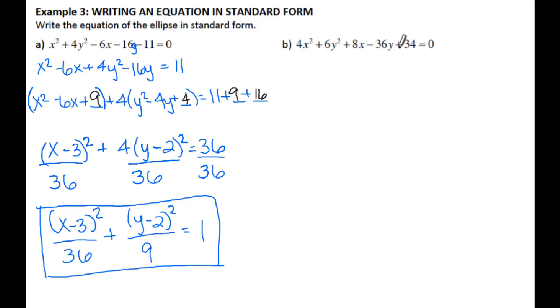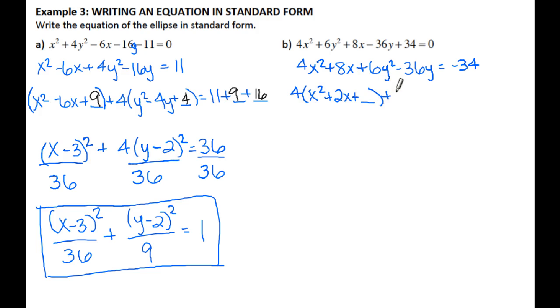For letter B, I'm going to rearrange. So I have 4x squared plus 8x plus 6y squared minus 36y equals negative 34, because I'm moving this 34 to the other side. I'm going to factor the 4 out of my x's. So that gives me x squared plus 2x plus a blank, plus 6. I'm going to factor out my 6 from my y, so it's y squared minus 6y plus a blank, equals negative 34 plus a blank plus a blank.